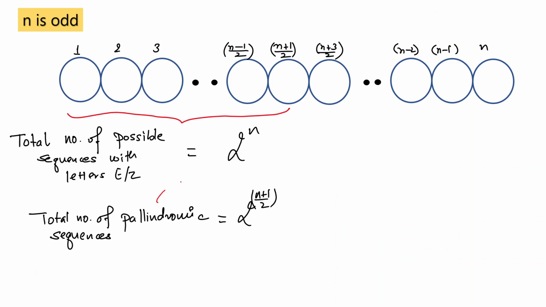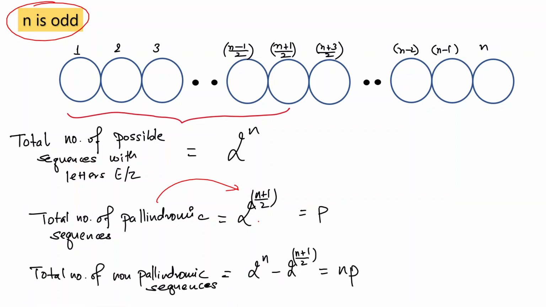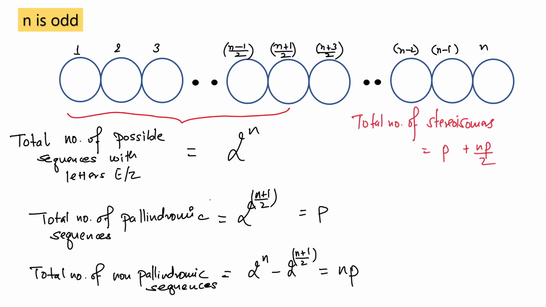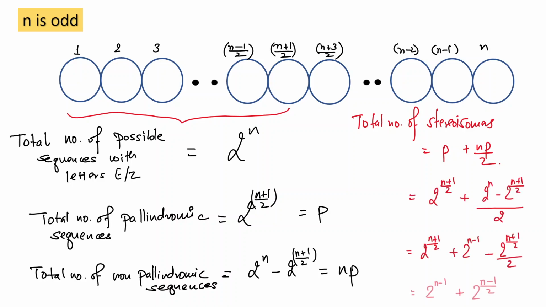So we have this total number of palindromic sequences when n is odd, 2 to the power (n+1)/2. Let's call this P. So the total number of non-palindromic sequences would be 2 to the power n minus 2 to the power (n+1)/2, total minus palindromic sequences. Very simple. Then you use this idea, total number of stereoisomers, (P plus NP)/2, as explained before, and do a little bit of calculation, and you get this expression. So these are the 2 expressions for the number of geometrical isomers, which we saw in the first minute of the video.